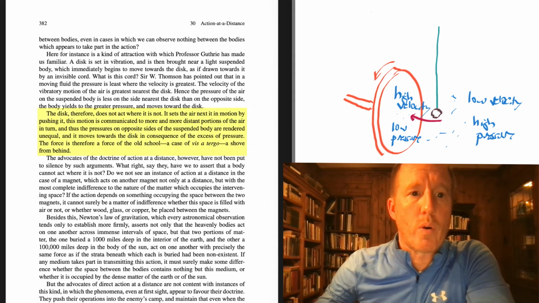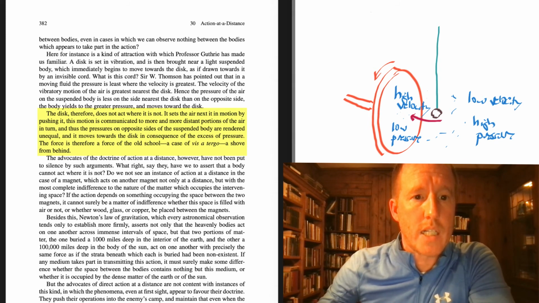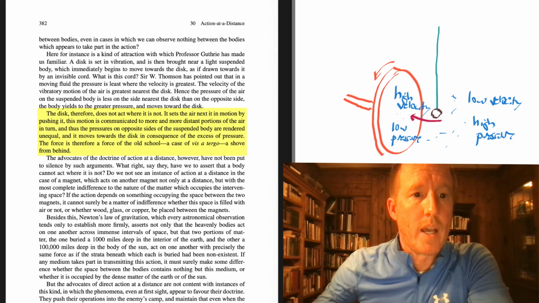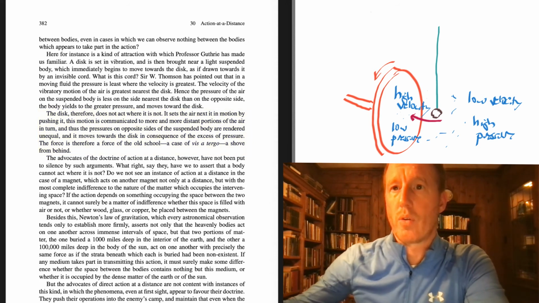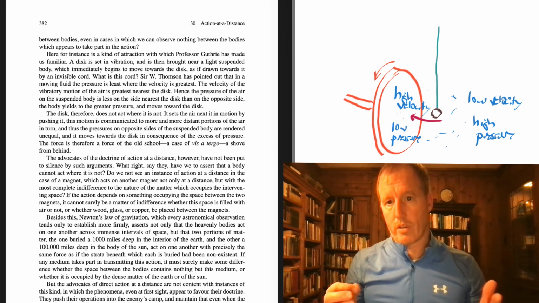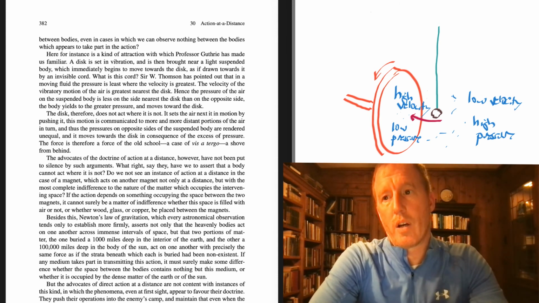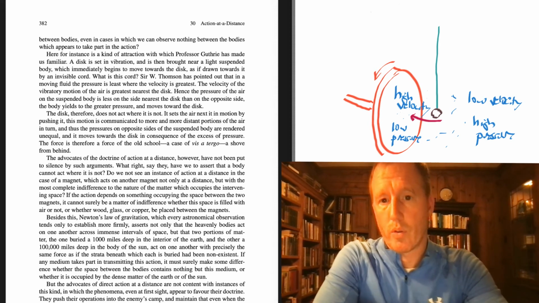He said the disk therefore does not act where it is not. It sets the air next to it in motion by pushing it. This motion is communicated to more and more distant portions of the air in turn, and thus the pressures on opposite sides of the suspended body are rendered unequal, and it moves toward the disk in consequence of the excess of pressure. The force is therefore a force of the old school, the case of vis a tergo, as he translates from Latin, a shove from behind. So this is another example, he says, where it seems as if this disk is acting immediately on this light object, but in reality, there is this medium surrounding it that's communicating a force to this ball and pushing it from behind toward this disk.